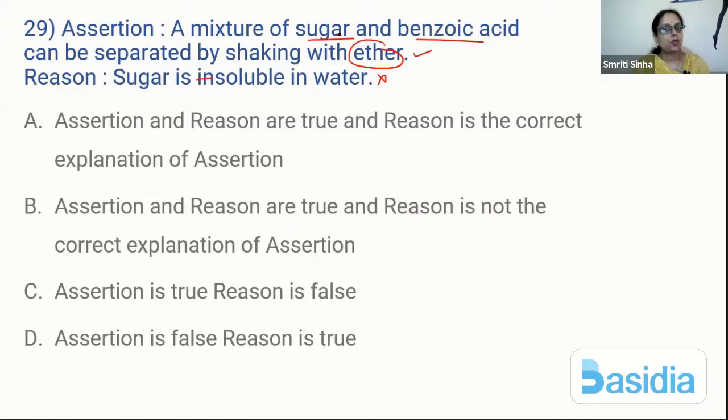So if you take a mixture of sugar and benzoic acid together and shake it in ether, the ether will take all the benzoic acid along with itself, leaving the sugar behind. Filter it, you will get the sugar, and evaporate the ether, you will get the benzoic acid. So this way you can separate. It means assertion is correct, but your reason is false, that is option C is correct.